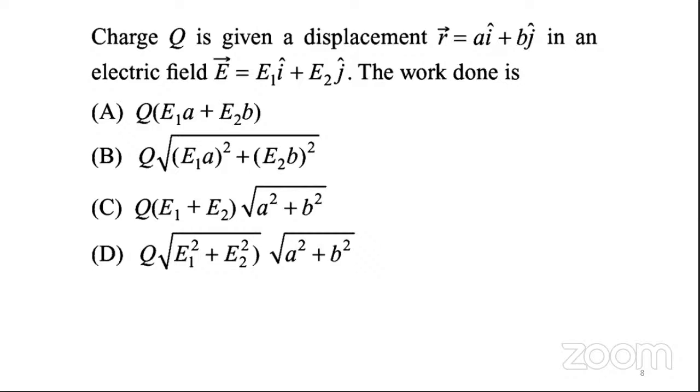Either A or B, I guess. No, it's B, I think. No, B is the wrong answer. Yes, the right answer will be A.